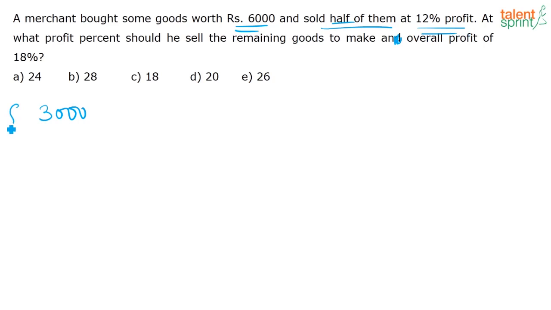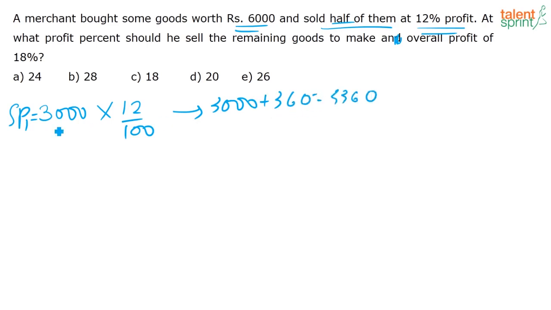So what is the selling price of the first half? He is selling them at 12% profit, means 3,000 into 112 by 100. Or you can do 3,000 into 12 by 100, more easier to calculate. You know what is 12% of 3,000? It is nothing but 360. So he will be selling it for 3,000 plus 360, that is 3360. These things you can do in your mind and directly write because the numbers are very easy. One way of doing it is directly writing 3000 into 112 by 100, and you have to multiply 112 into 3.